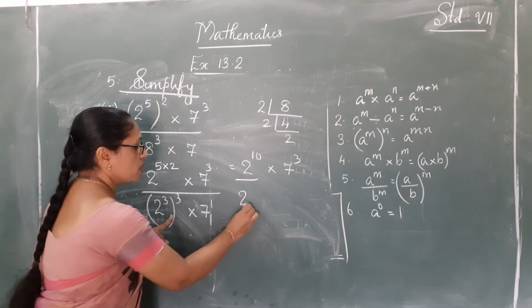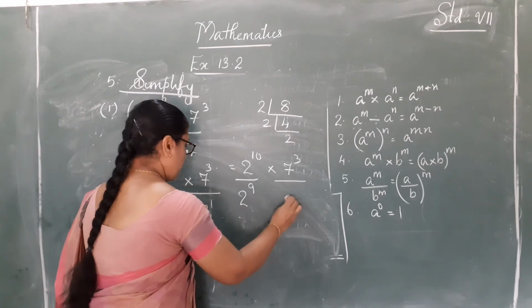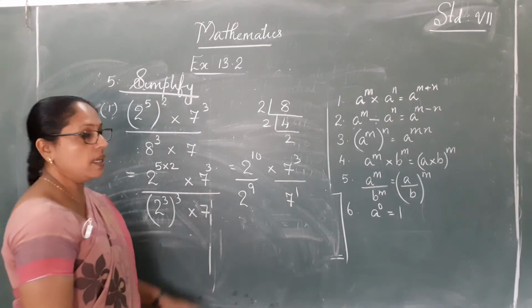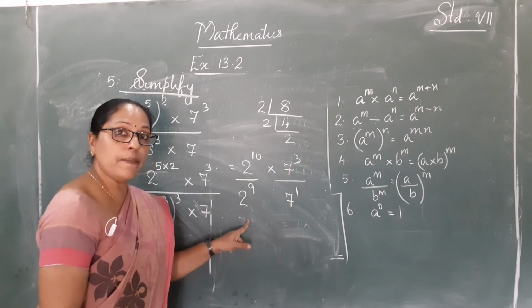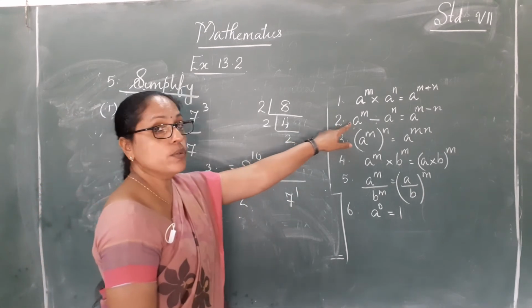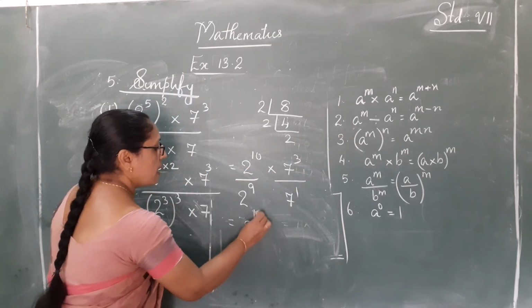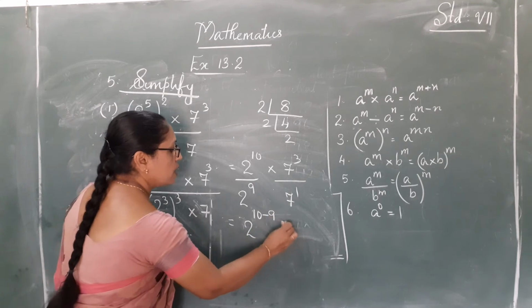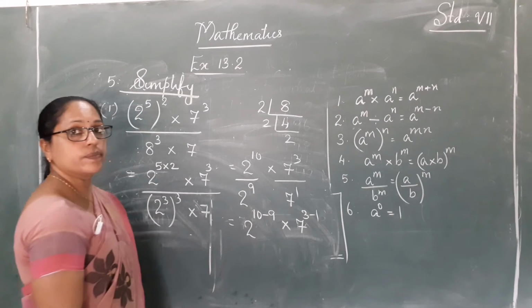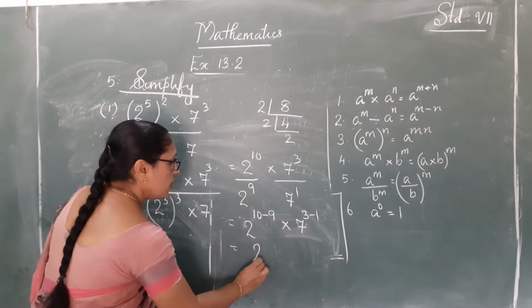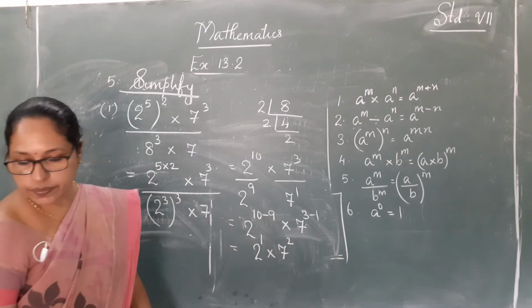So 2 raised to 3 into 3, that is 9, by 7 raised to 1. See, this has become a group, this has become a group. Base is same and it's division, so you can use this law, right? So it becomes 2 raised to 10 minus 9 into 7 raised to 3 minus 1. So we get 2 raised to 1 into 7 raised to 2.